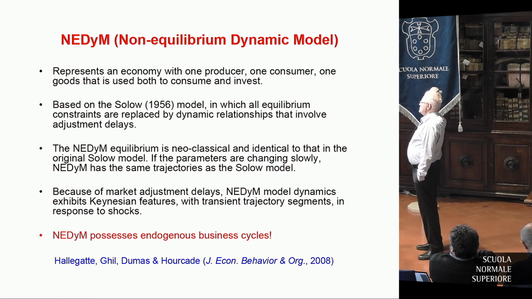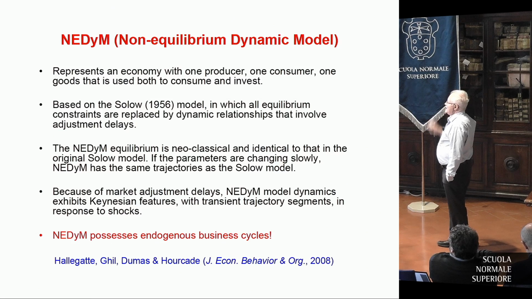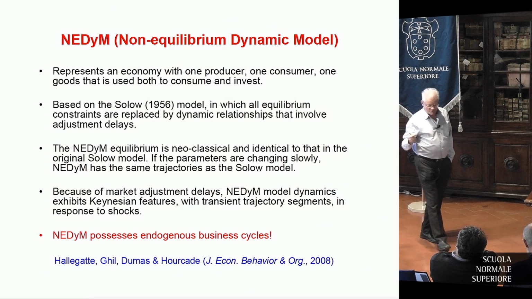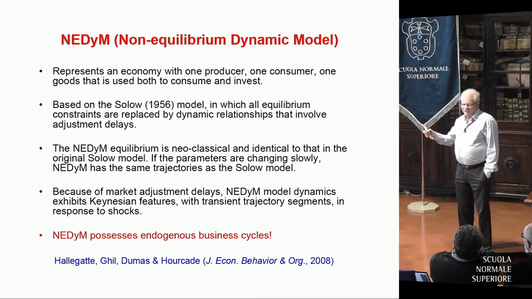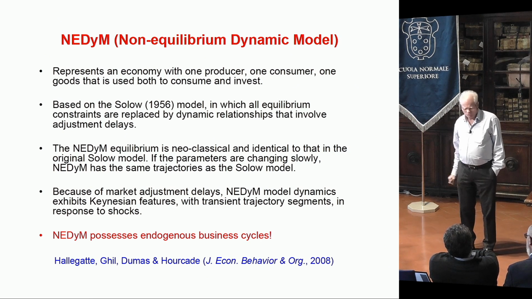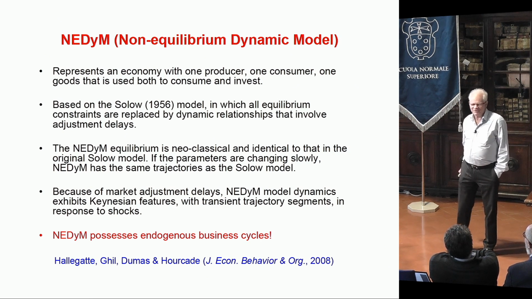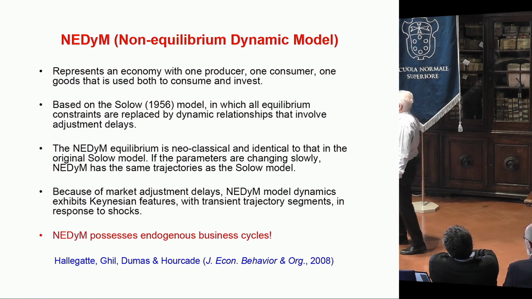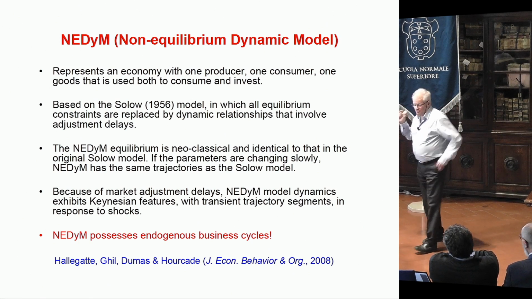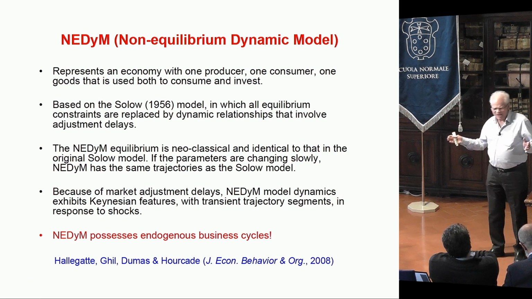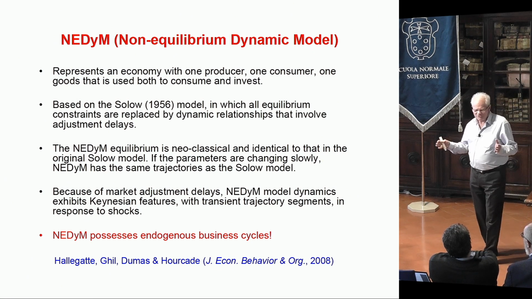He represents an economy with one producer, one consumer, one good that is used to both consume and invest. It is based on the Solow model. So Solow got the Nobel Prize for this model, which said, capitalist economies work and socialist ones don't. There's exponential growth, and over there, forget it. So in which all equilibrium constraints hold. So, Solow said production equals demand and other such equalities.